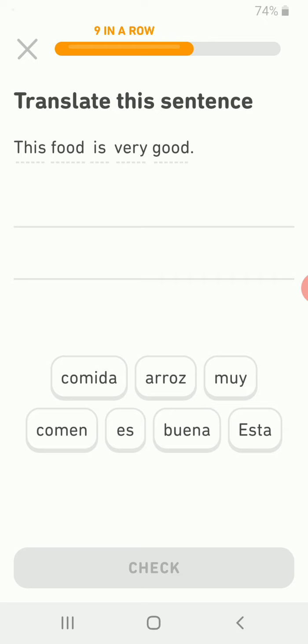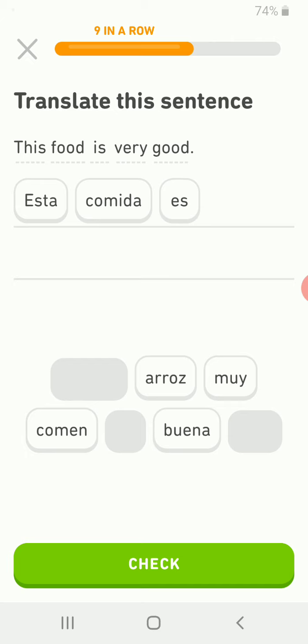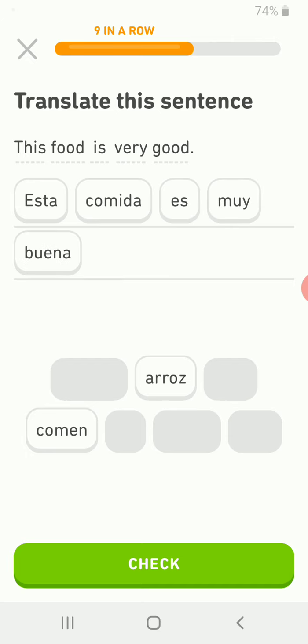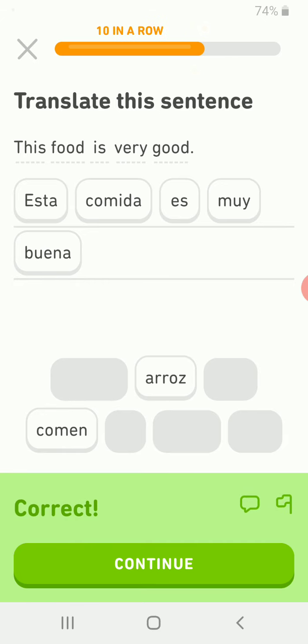And translate this sentence. This food is very good. Esta comida es muy buena. Well, if you remember, there is a word for tasty. So tasty is rico or rica for the feminine version. So rica. Esta comida es muy rica. And I think there is another synonym. It's delicioso, deliciosa, delicious.